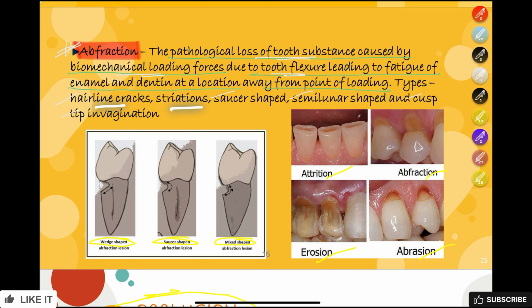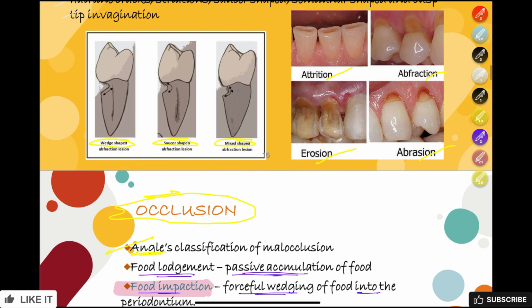Hairline cracks, striations, saucer shape, semilunar, and cusp tip invagination. So to summarize: attrition, abfraction, erosion, and this is abrasion. Okay, the triangular defect is abfraction, this is abrasion.